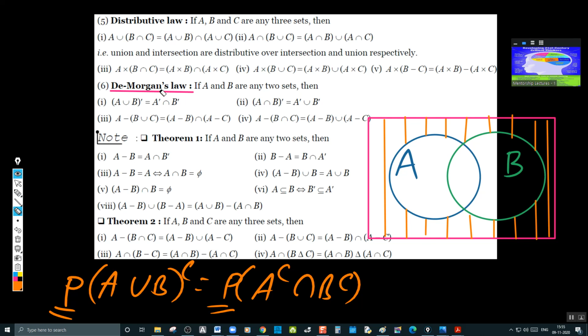Number one of De Morgan's laws is that (A union B) whole complement is equal to A complement intersection B complement, and it is vice versa. You can understand this easily. (A intersection B) whole complement.